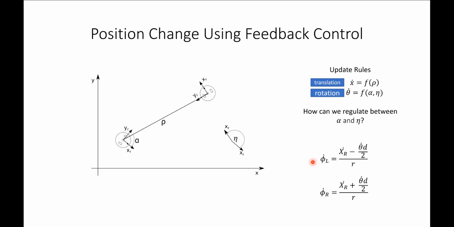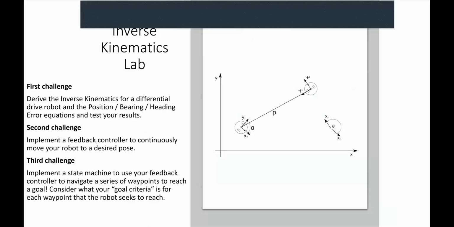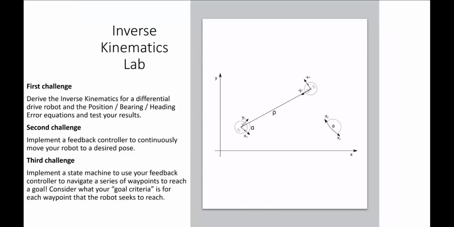And so the slide that I'd like to end with here, you will be solving 3 challenges in your inverse kinematics lab. You will have multiple weeks to solve these challenges. So the first one is to implement the equations for error sources, so your bearing, distance, and your heading error. And I encourage you to test a couple of different positions around the map to make sure that you're getting values that look reasonable.